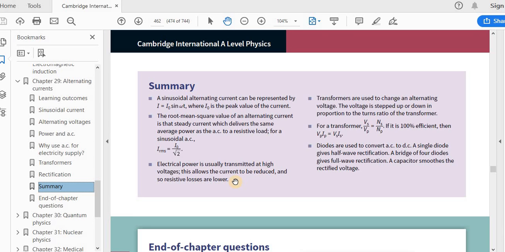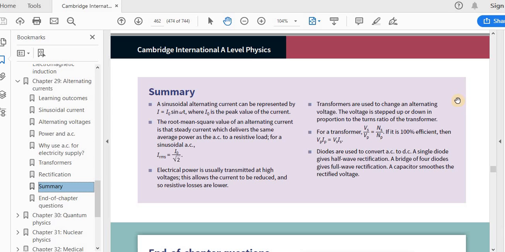This allows the current to be reduced, and so resistive losses are lower. Again, under power transmission in the O-level class, you learned that certain step-up transformers are used to increase the voltage, so that the electric power can be transmitted with less power loss. You know the equation P equals VI, and for the same amount of power, if you increase the voltage and if you reduce the current, you can get the same amount of power. But when the current is lower, the power loss in the cable is lower.